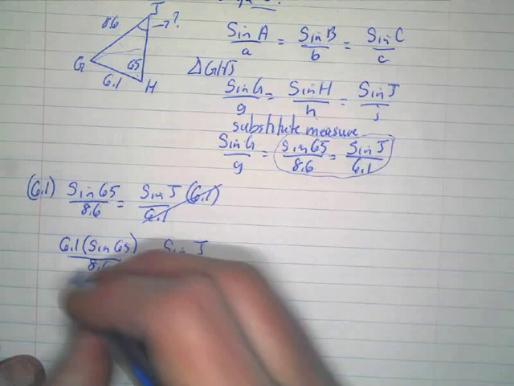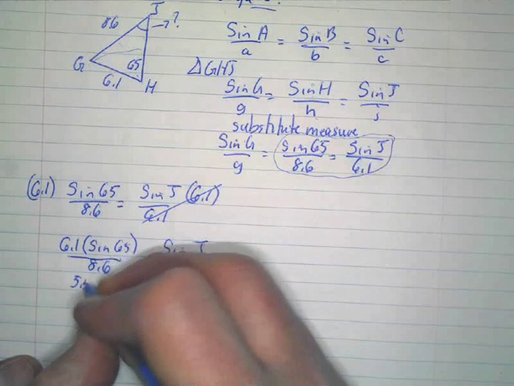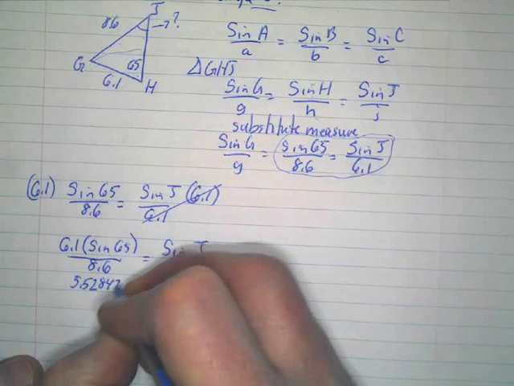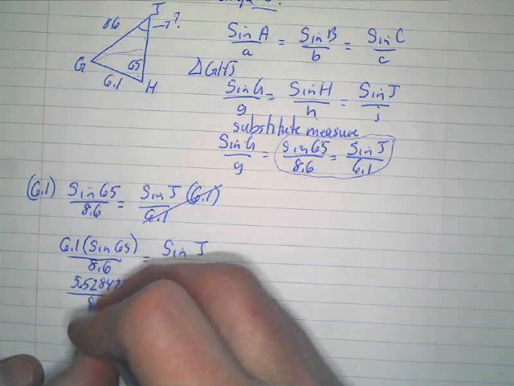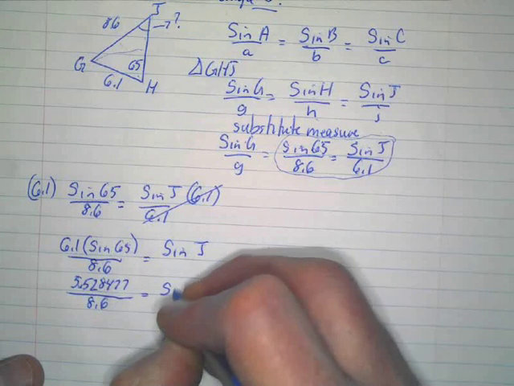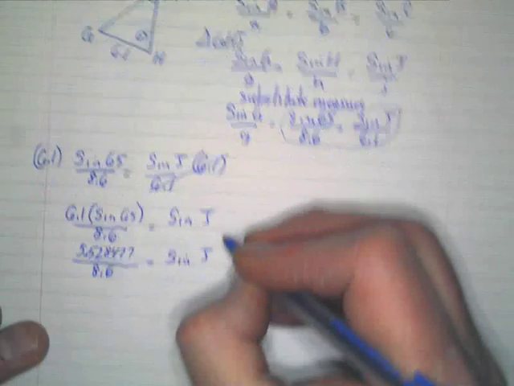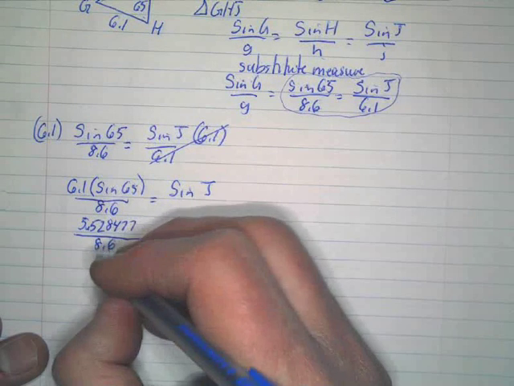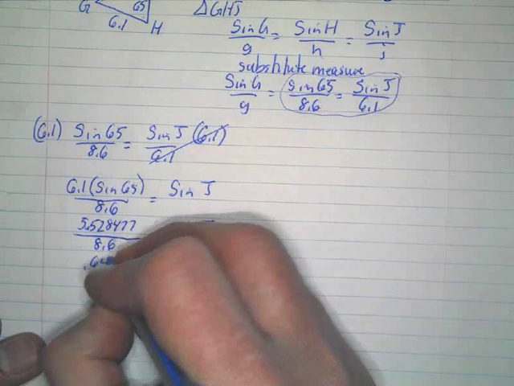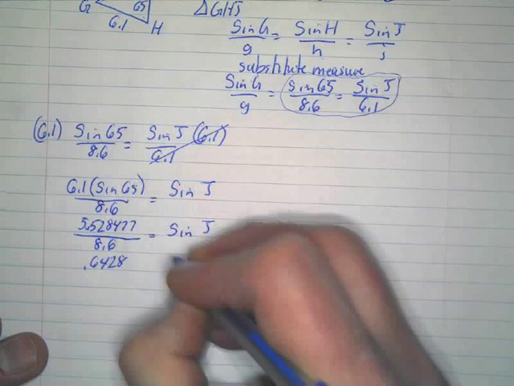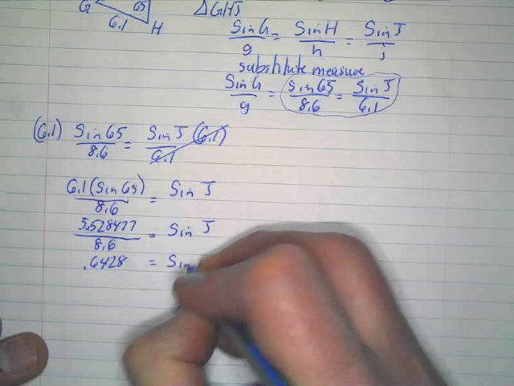6.1 times sine 65 gives me 5.528477. Do not reduce that, just leave it in your calculator. Divided by 8.6 is equal to sine J. And once I divide that in there, I get 0.6428 is equal to sine J.